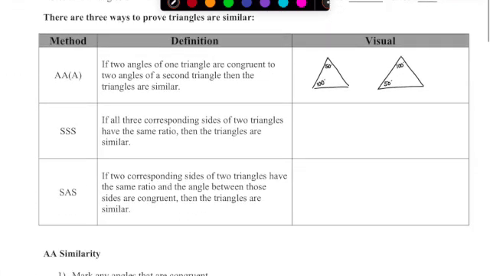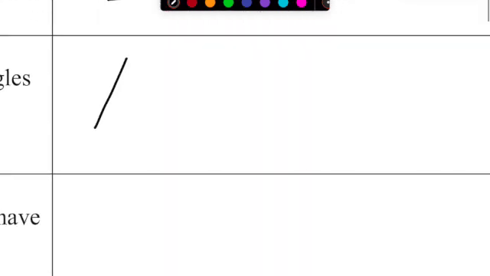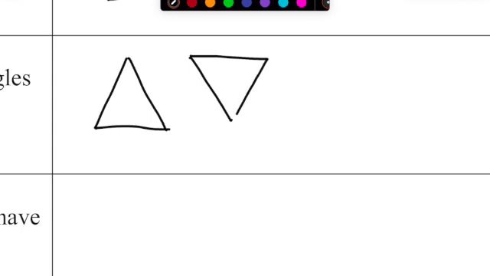Okay, next, side, side, side. It says if all three corresponding sides of two triangles have the same ratio, then the triangles are similar. So what does that mean? Let's talk about it because this one gets a little bit tricky. I'm just going to make up numbers, okay? Just bear with me. Okay, we're going to have triangles that look like this. We have no angle information.